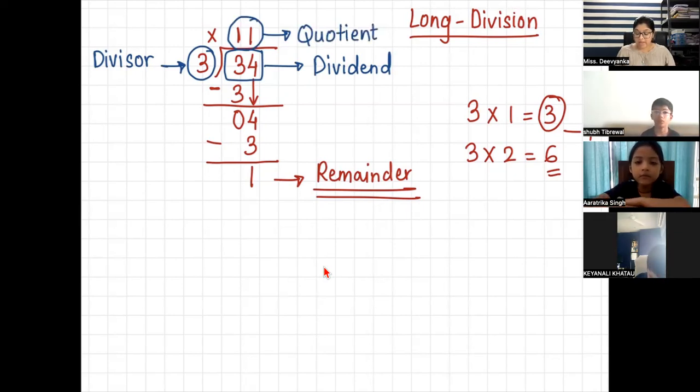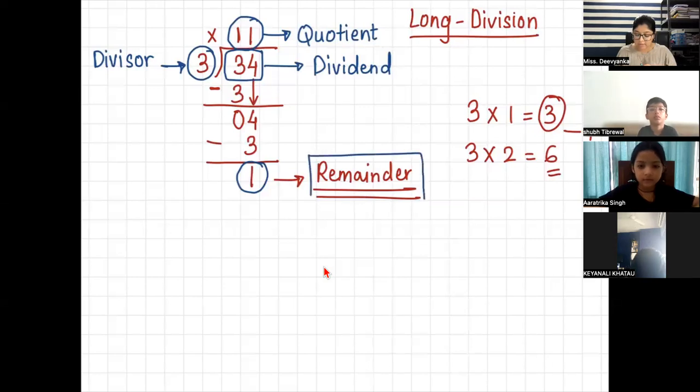And the final remainder, or anything that remains, can be 0 if it can be divided equally, or it can be any other number than 0. In that case, it is not able to divide further. That's why that is called the remainder. Are we clear with what a remainder is?